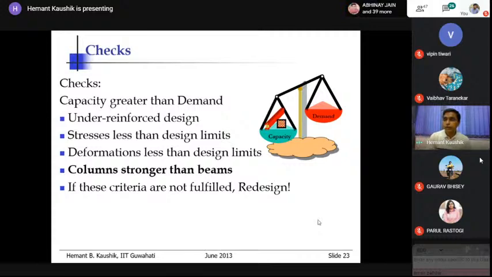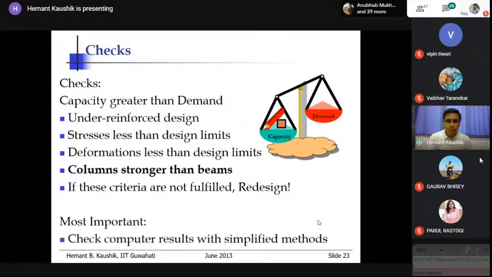Now I will ask you, which method will you use? The nonlinear dynamic analysis, which is so complex, which requires so many things and a lot of post-processing, for a simple structure? Or will you use some method which is easier to understand and on which you have more confidence? That is why I am saying you should always check the computer results with simplified methods. Whatever type of analysis you do, always check your results with the simplified methods. But there are some structures for which the simplified methods will not be applicable entirely.